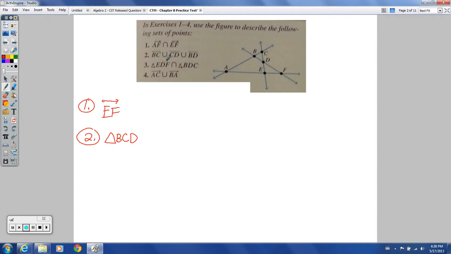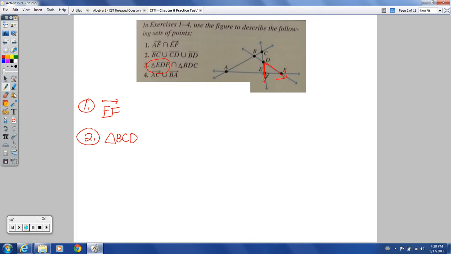Number 3, we have angle EDF and the intersection of that. So what do they have in common? In other words, EDF, I'll do that in red. EDF is right here. So it's kind of starting at E, going to D, and then going through F. Yikes, that was not a good line right there.